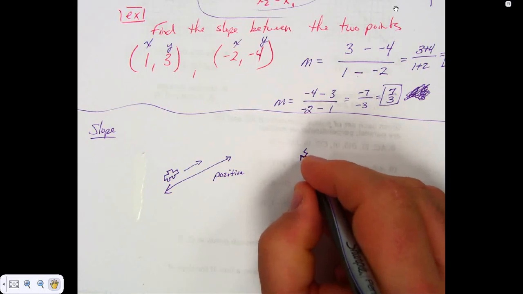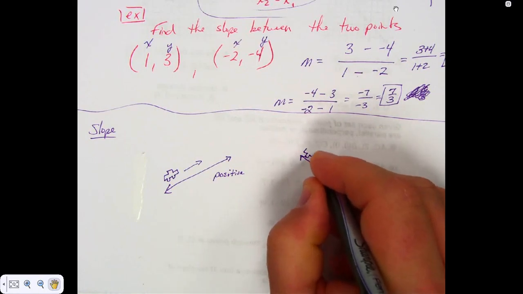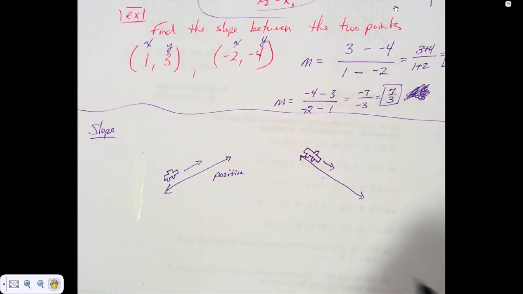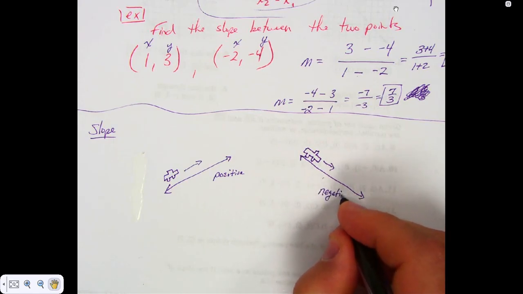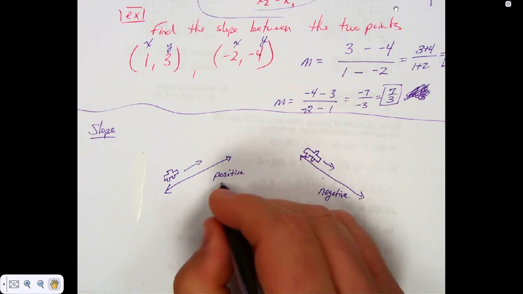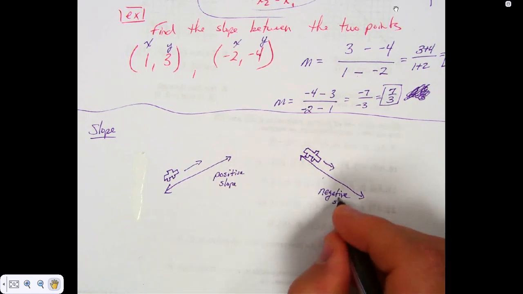Same thing here. If left to right, what would I be doing? Going downhill. So it makes sense that this would be a what? Negative slope. Everybody okay there?